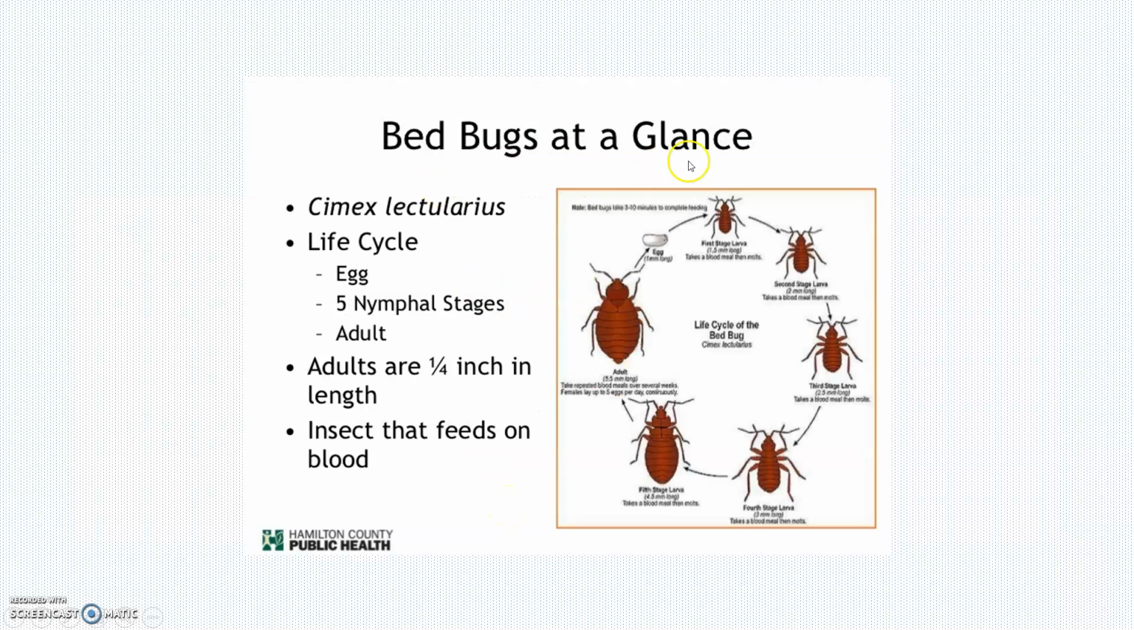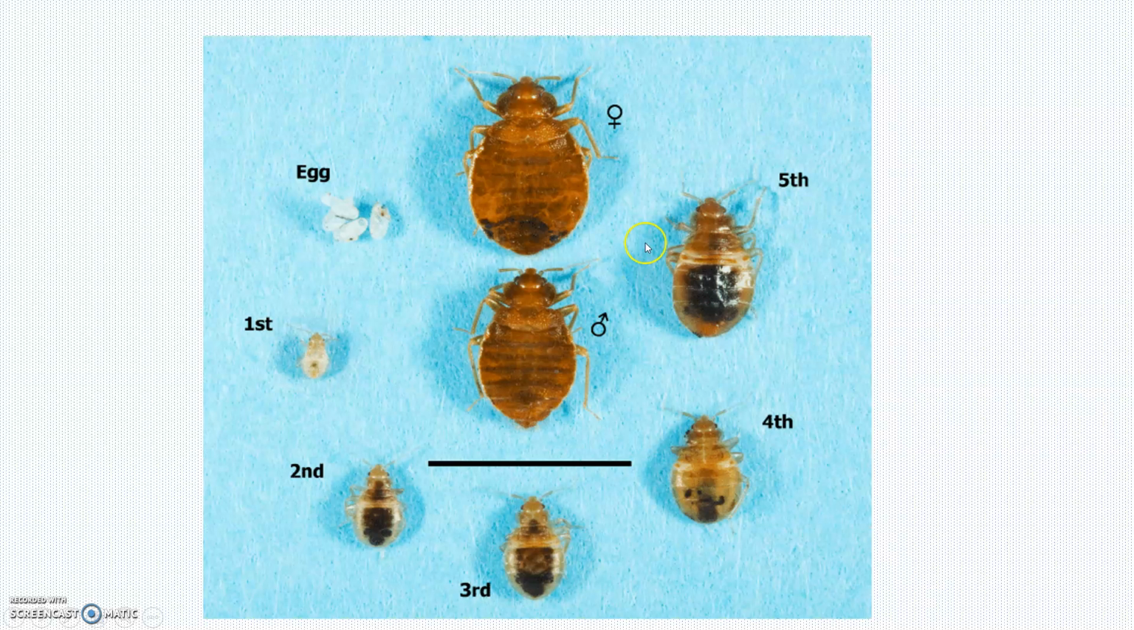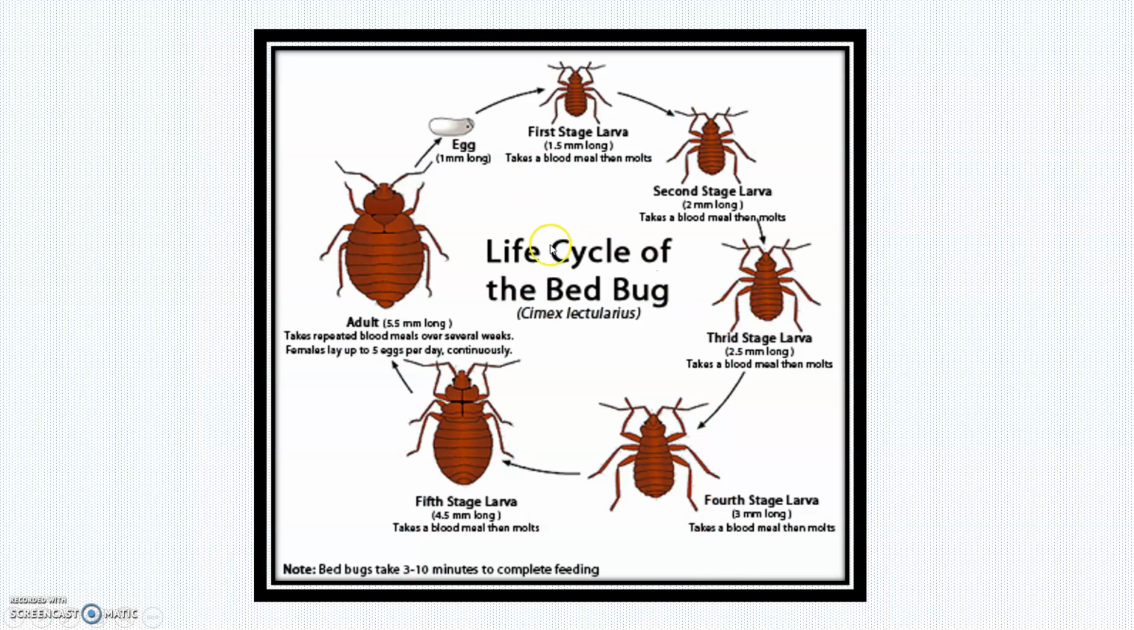So the bedbugs at a glance. Cimex lectularius is normally the bedbug. They are insects that feed on blood, feeding on human beings and also animals. So this is the first stage larva, second stage, third stage, fourth stage, fifth stage larva, and adult. This is the egg. It will be taking 8 to 13 weeks. Egg, adult, producing eggs, then first, second, third, fourth, fifth. Developmental stages. This is the Cimex lectularius development.